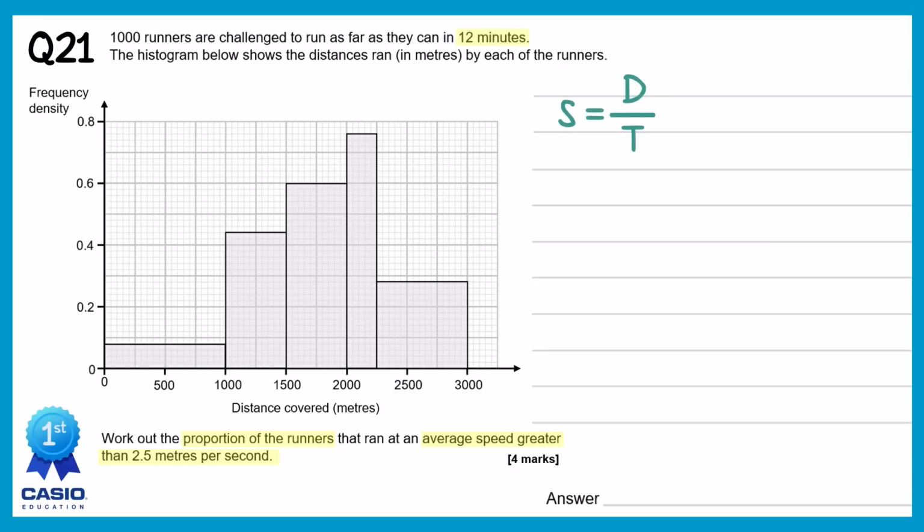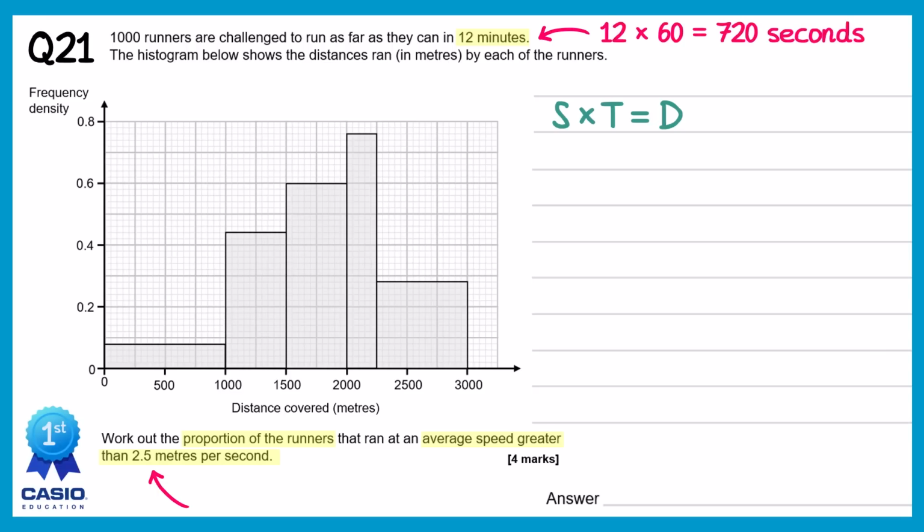If we multiply both sides of this by time, we end up with speed times time equals distance. We know the speed of the runners needs to be greater than 2.5 meters per second, and the time for all of the runners is 12 minutes. It makes sense to convert this 12 minutes into seconds though, since the speed is in meters per second. To do this, we multiply it by 60, so 12 times 60 is 720 seconds.